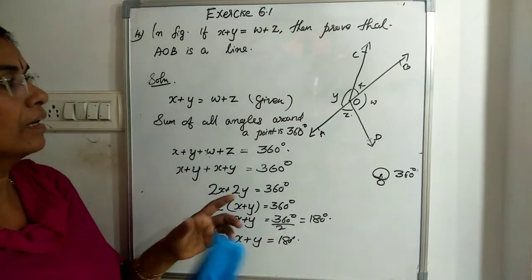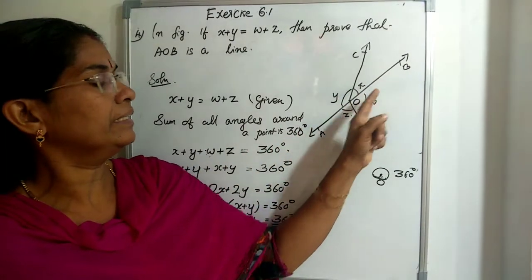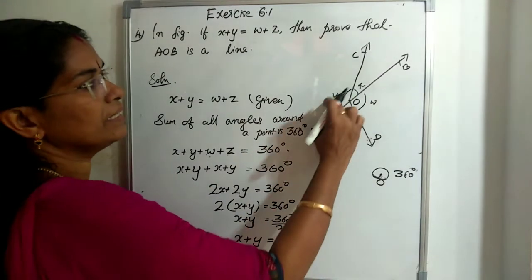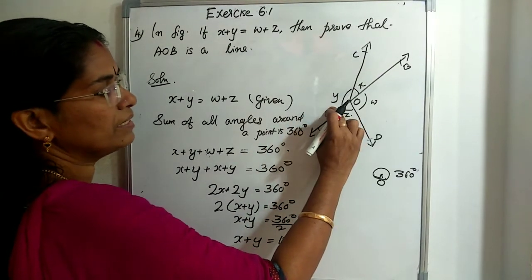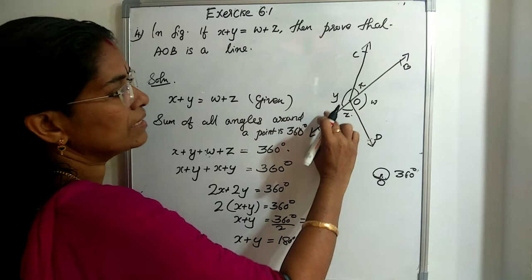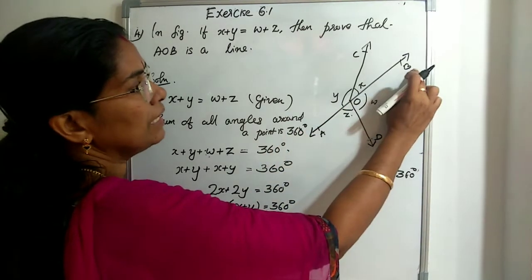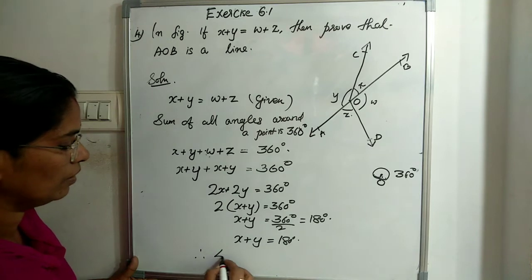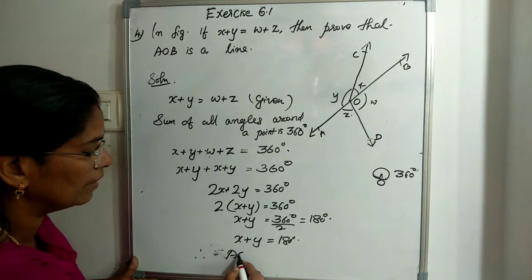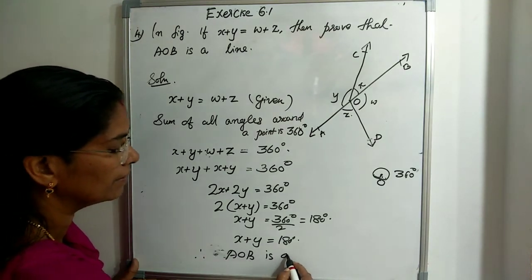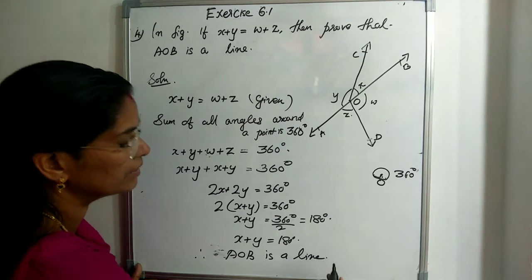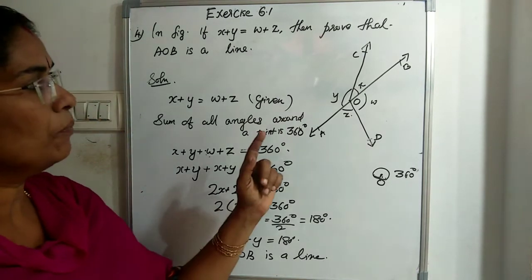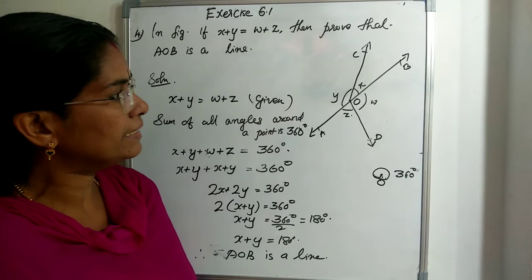Now look at the figure. x plus y is 180 degrees. These are two adjacent angles. x and y are two adjacent angles. So we can say AOB is a line. Therefore, AOB is a line. What is the reason? The sum of two adjacent angles is 180 degrees.